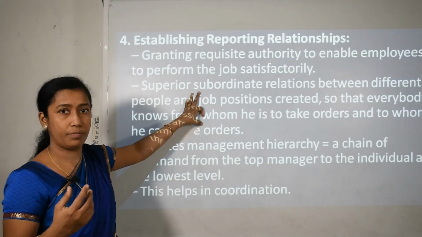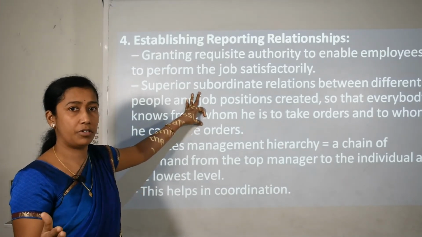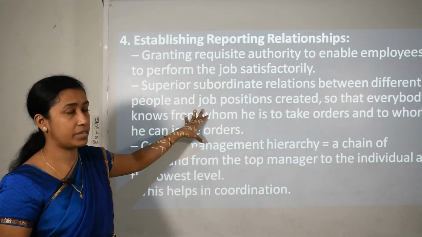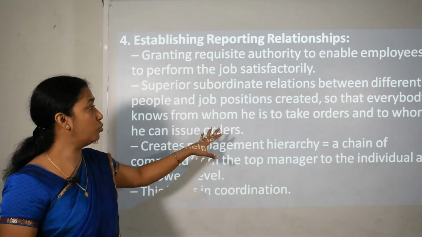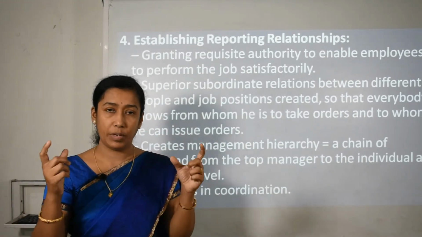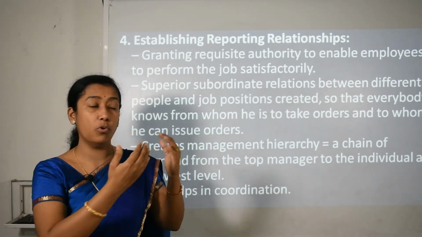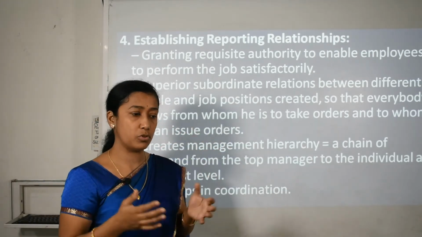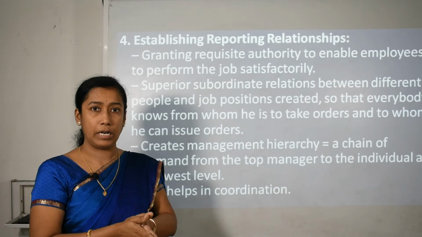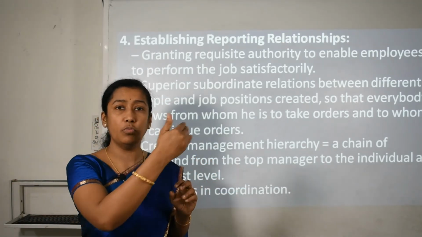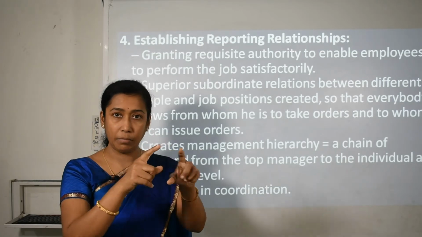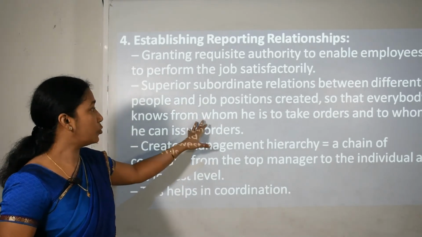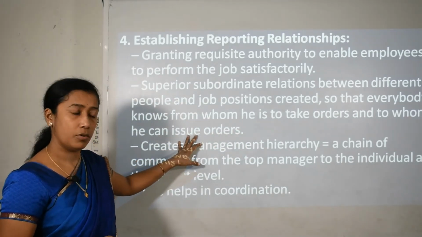Superior subordinate relationship must be very clear between different people and job positions created, so that everybody knows from whom he should take the orders. That means the subordinate must know from whom I should take the orders, whom I should follow, and to whom I should report. So this superior subordinate relationship must be clear, otherwise subordinates will be confused about whom to take orders from, because there can be various departmental heads, various bosses. So whom to take orders from and to whom he can issue the orders.